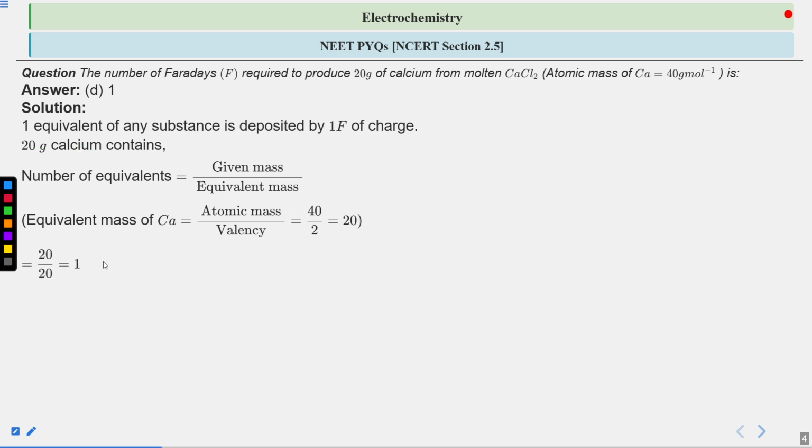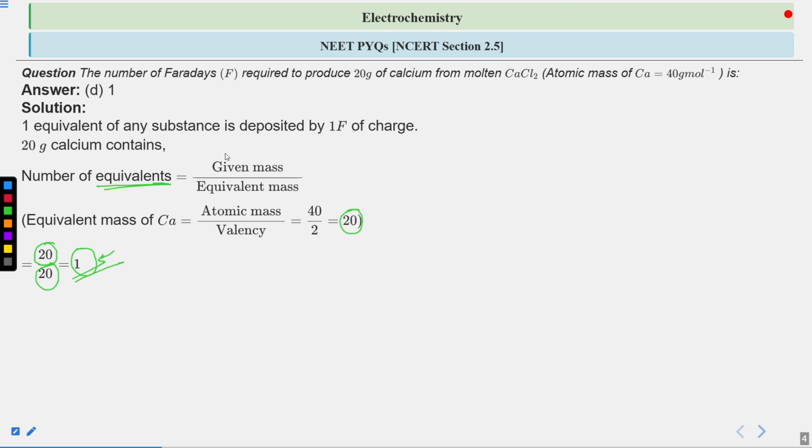So given mass is already 20 gram for the calcium. Equivalent mass we just identified as 20. So 20 by 20 is 1. That means the number of equivalents of calcium is 1, which we are going to produce from the molten calcium chloride.